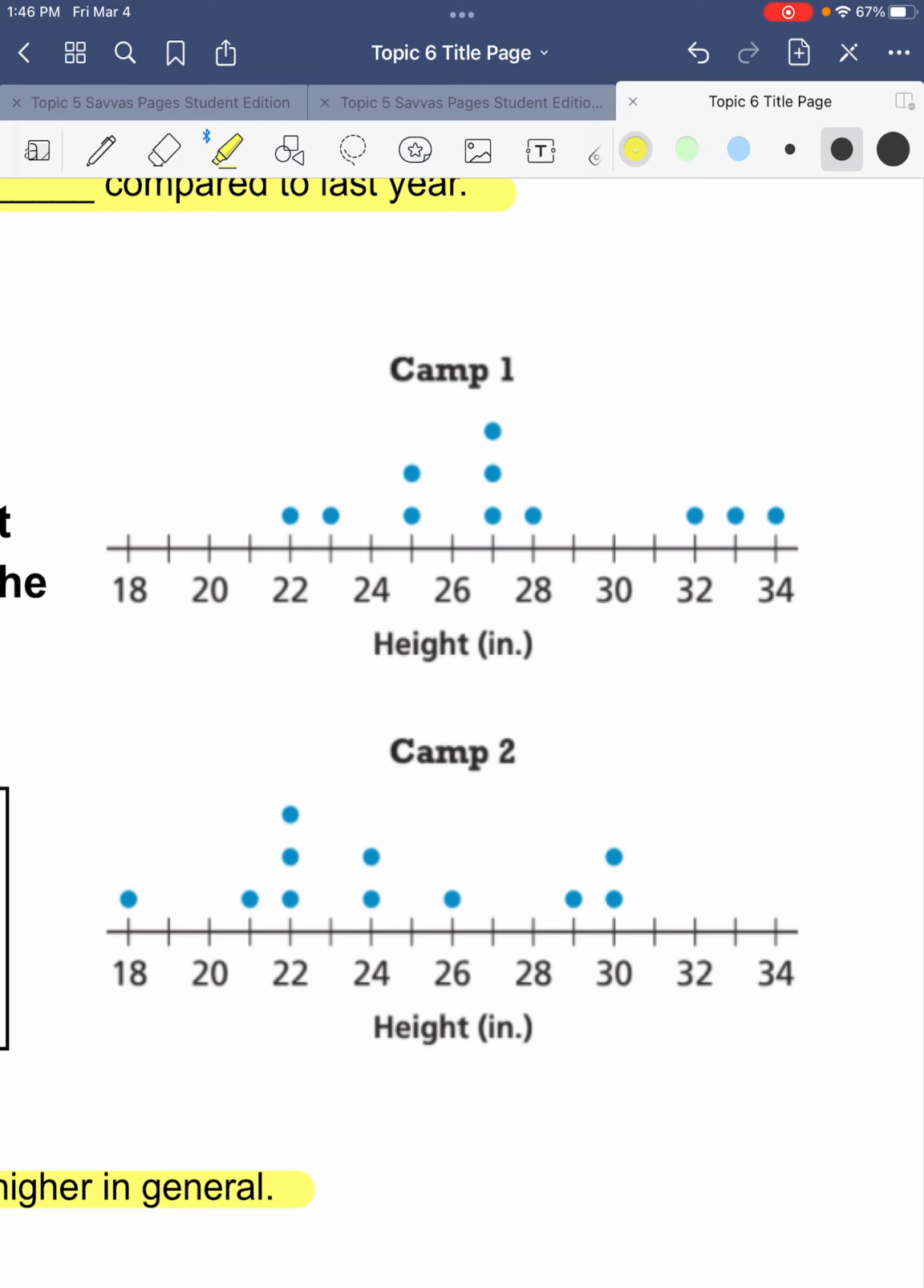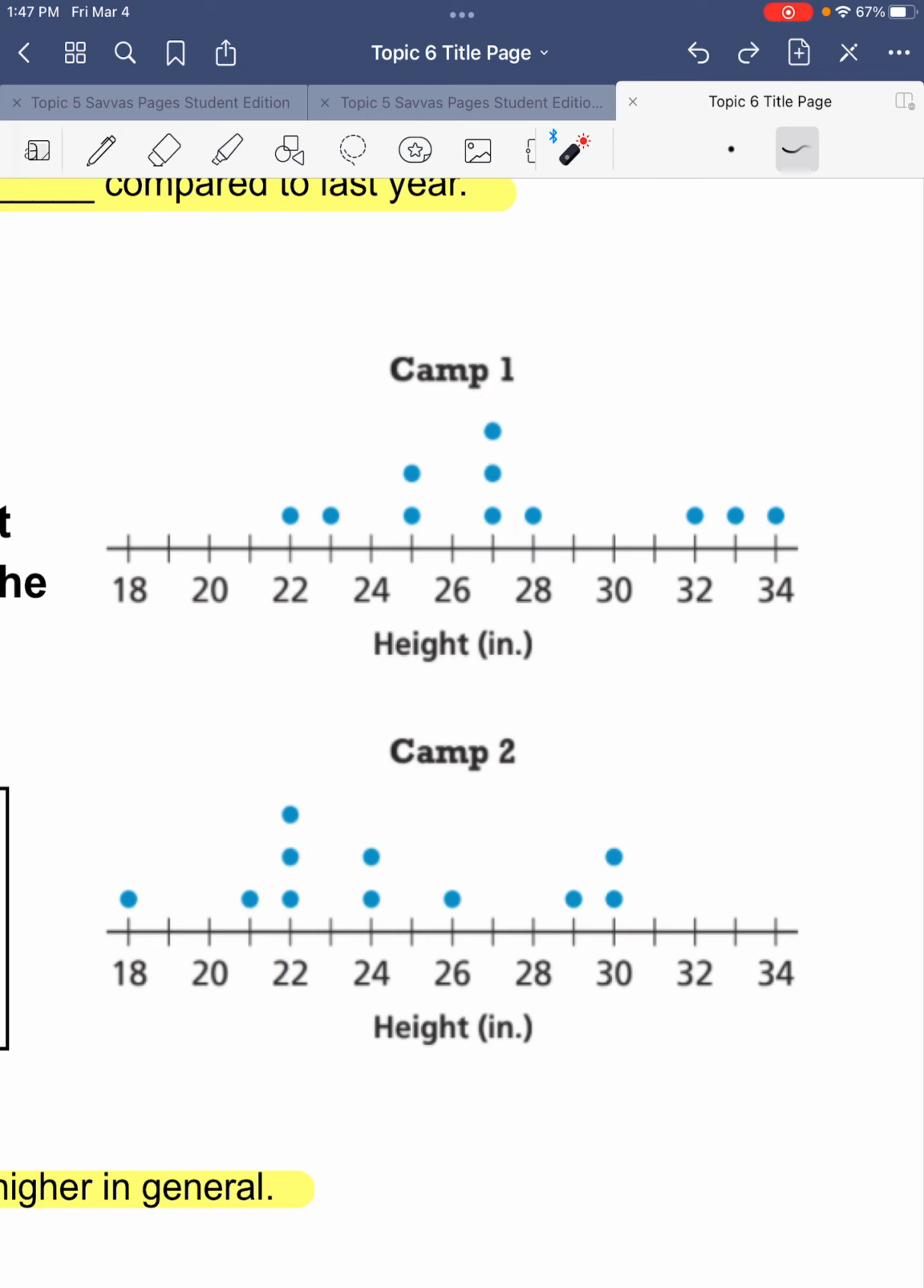So some things that I noticed. The first thing I noticed is the mode, the number that occurs most often. In camp 1, I've got 3 dots at 27. And in camp 2, I have 3 dots at 22. So those are my 2 modes. So based on the mode alone, I'm guessing that they jump higher in general at camp 1, because my mode is higher. 27 is bigger than 22.